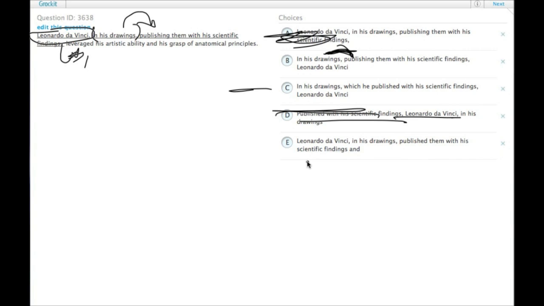E, Leonardo da Vinci, in his drawings, published them with his scientific findings and leveraged his artistic ability. So here we've kept Leonardo far from his verb. In his drawings is sort of set apart. Ideally, we would want that sentences are clearer when you go up and down fewer levels and have fewer asides.